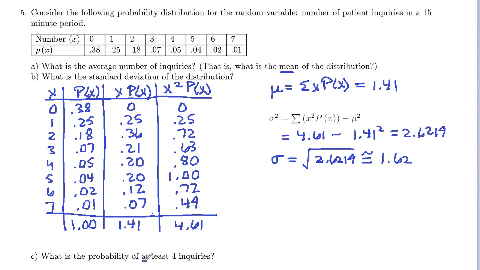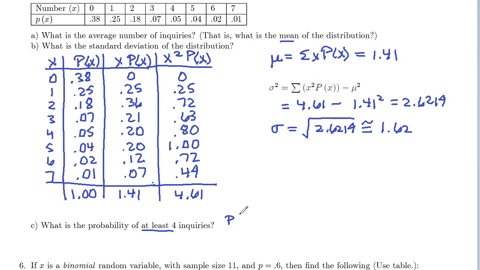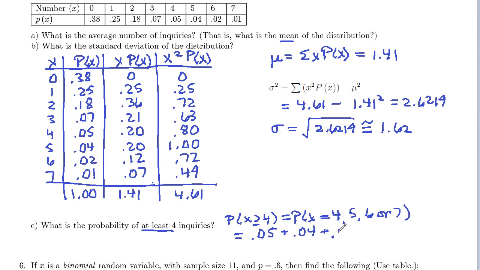Part C asks, what's the probability of at least 4 inquiries? So this is asking for the probability that x is greater than or equal to 4. So greater than or equal to 4 means that our random variable x is either 4, 5, 6, or 7. It's actually 4 or 5 or 6 or 7. So or means that you add the probabilities. So we're going to do 0.05, 0.04, 0.02, and 0.01. So let's see, what is that? 0.12. So 12% chance that we'd have at least 4 inquiries inside that 15-minute time period.